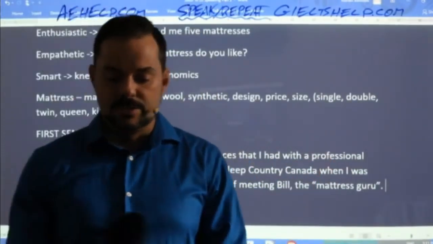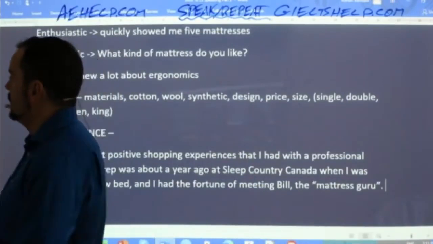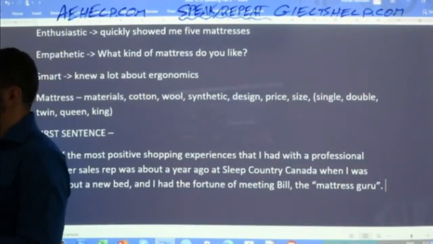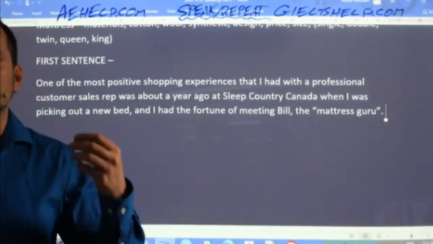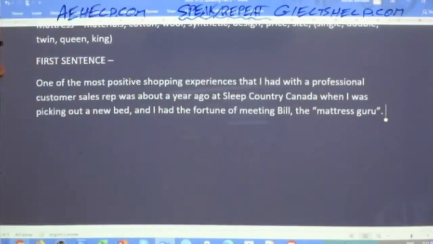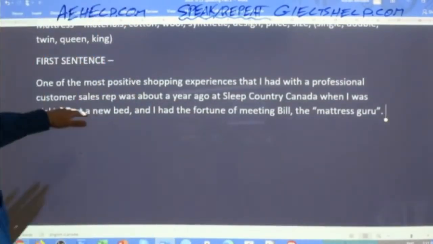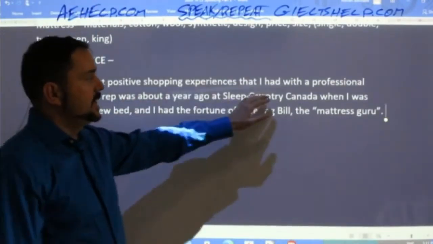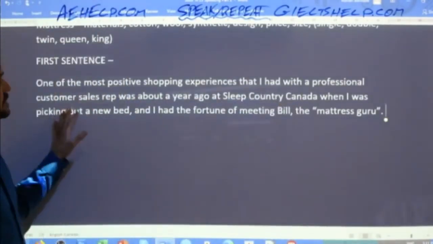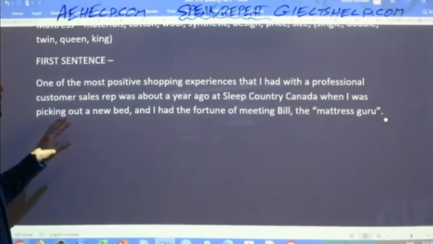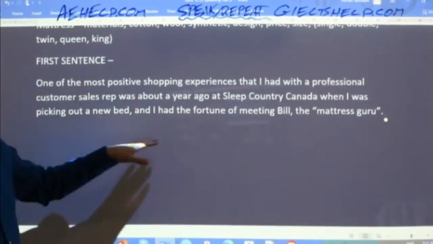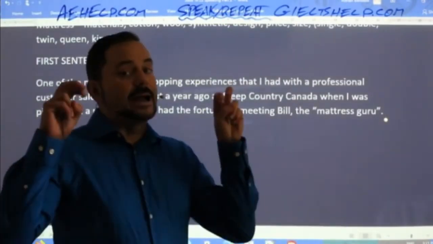So when the examiner says, okay, your 1 minute preparation time is up, please begin speaking. And as soon as that happens, so in that nanosecond, as soon as that happens, you say, one of the most positive shopping experiences that I had with a professional customer service sales rep was about a year ago at Sleep Country Canada when I was picking out a new bed, and I had the fortune of meeting Bill, the mattress guru.